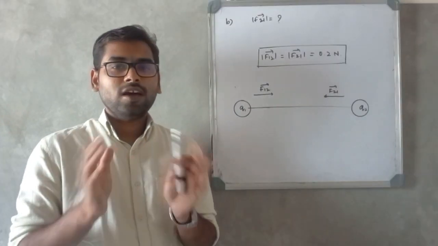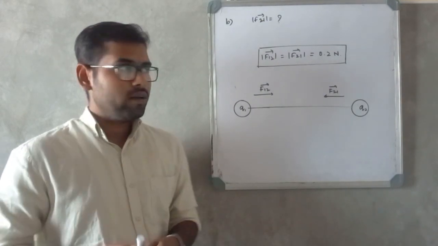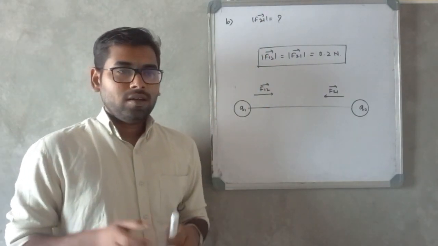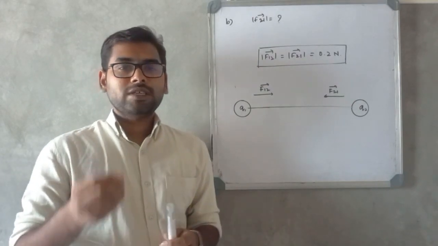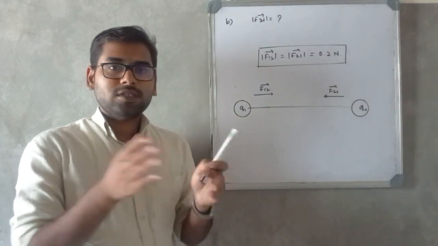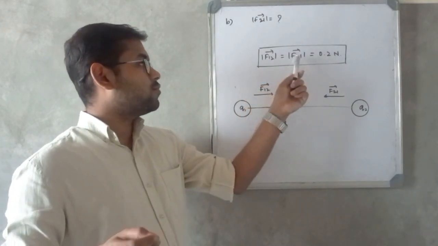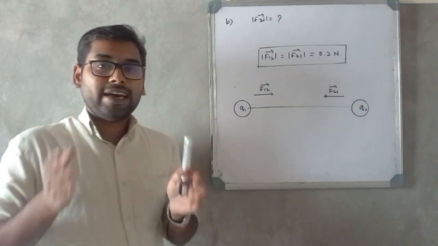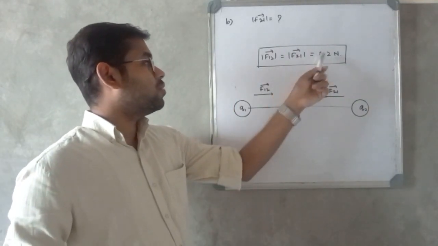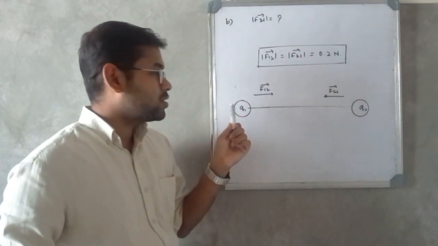And now in the second part of this question, we will find out the force on Q2 due to Q1. That is, we will find out the magnitude of F21. Guys, we all know that Coulomb's law obeys Newton's third law, which means F12 and F21 are action-reaction pairs. So the magnitude of F12 and F21 will be equal, and their direction is opposite. Therefore, the magnitude of F21 will be equal to 0.2 Newton, and the direction of F21 will be towards Q1.